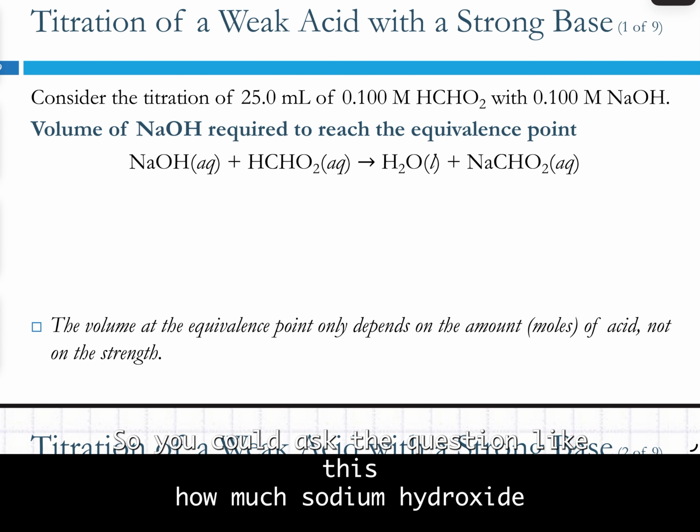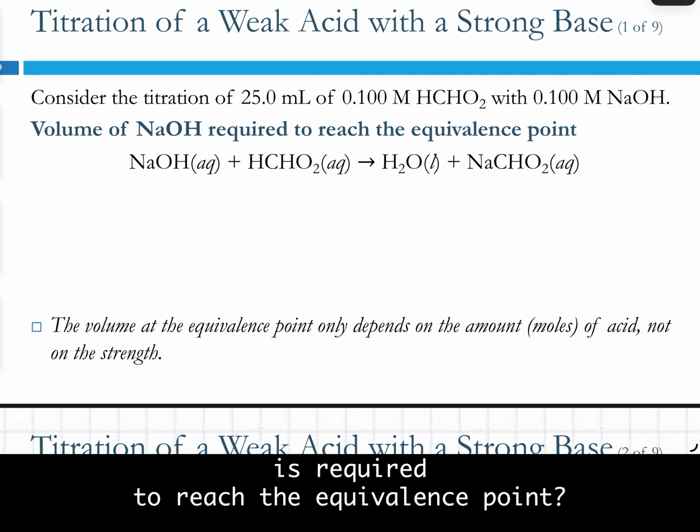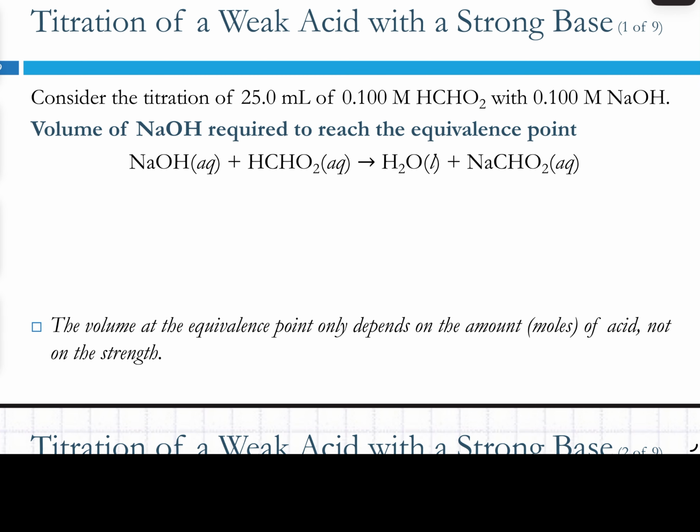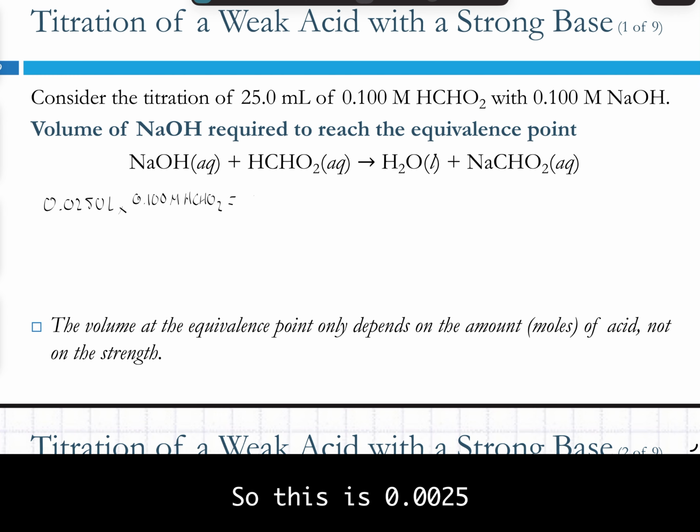So you could ask the question like this: how much sodium hydroxide is required to reach the equivalence point? And I have 0.0250 liters of 0.100 molar formic acid, HCHO2. So this is 0.0025 moles.